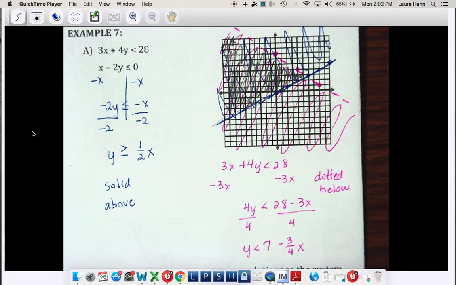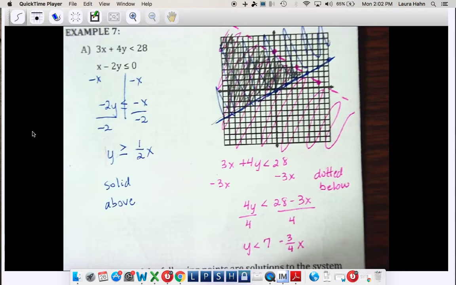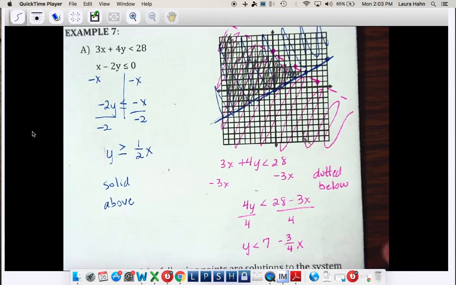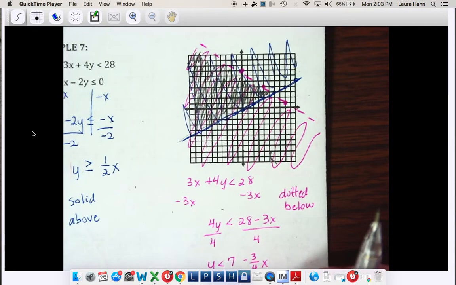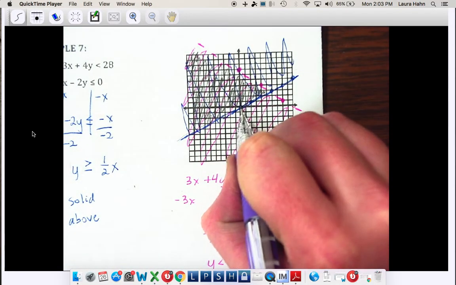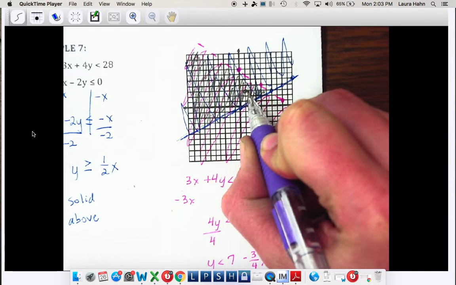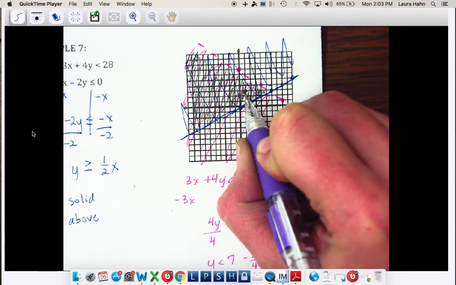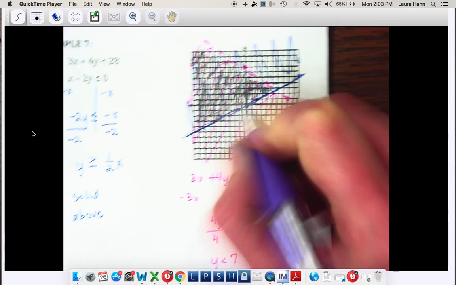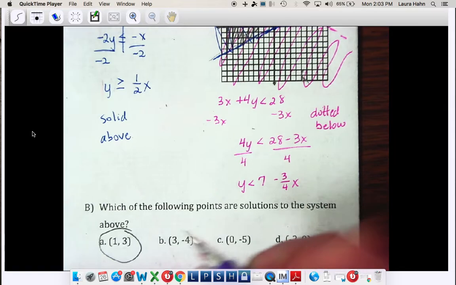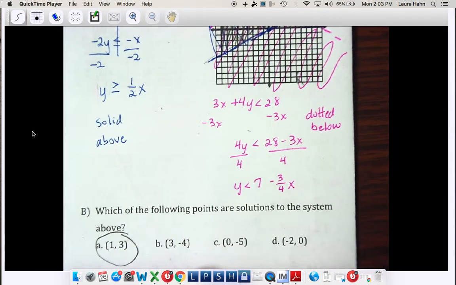Okay, so part B is asking which of those are solutions. So it could be one, it could be all of them, it could be none of them. So let's check. The first point says, and you can see it on yours, A says (1, 3). So let's go check. So here is the origin. I'm going to go forward 1, up 1, 2, 3. As you can see, this is in the dark shaded area where they both overlap. So yes, this is a solution. So I'm going to circle that.